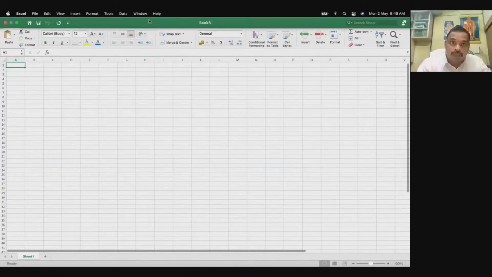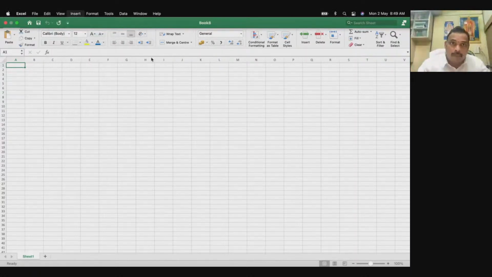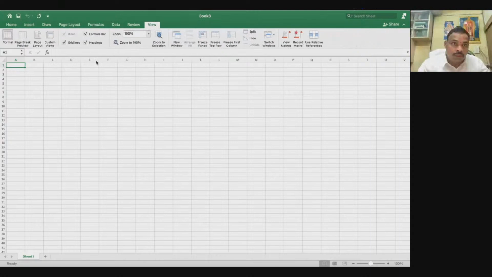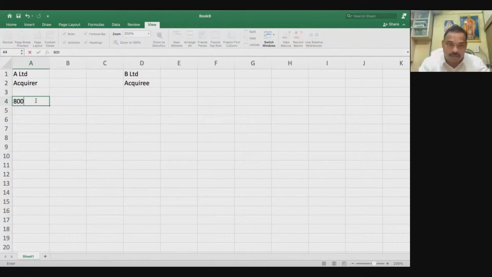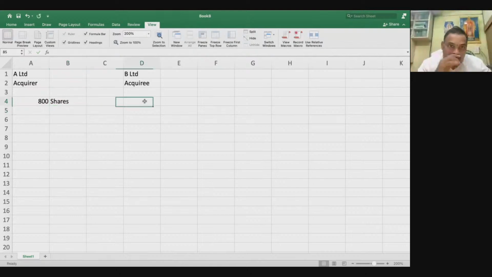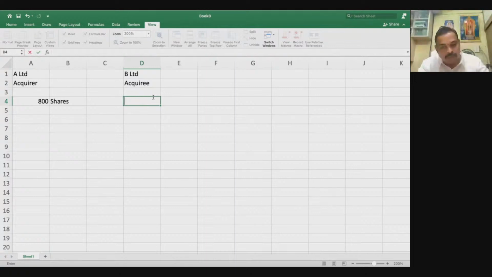So what I will do, this is the company called A Limited. This is a company called B. This is your acquirer, and this is your acquiree. The acquirer already is having, let us say, 800 shares. The acquiree is having, let us say, 300 shares.